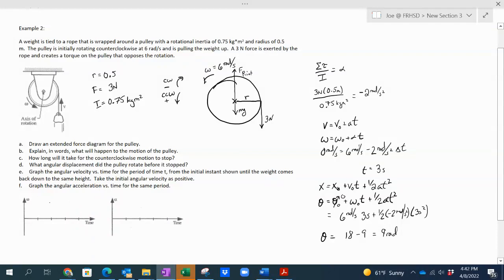Our graphs: if it's rotating and slows to a stop, our velocity versus time graph would be a diagonal line. Our acceleration versus time graph is constant and negative. So your two graphs would mimic, again, velocity and acceleration if it was linear, but we're just going in circles here.